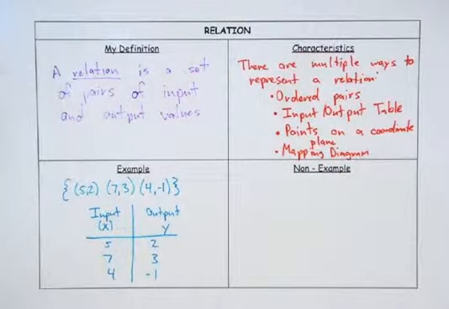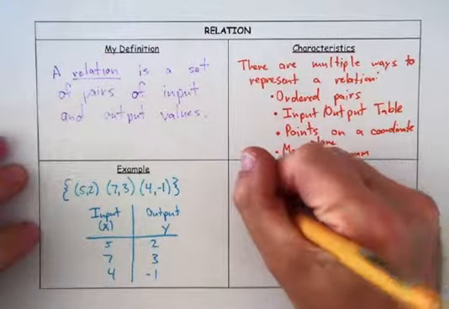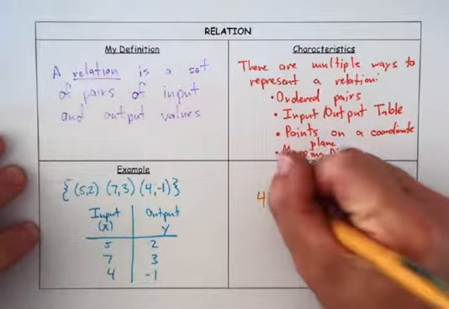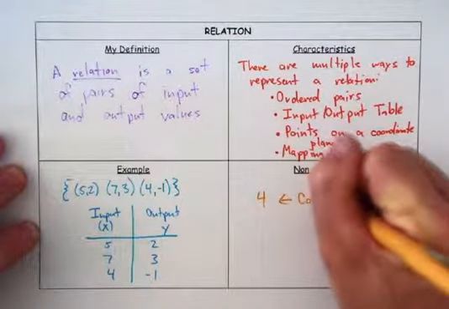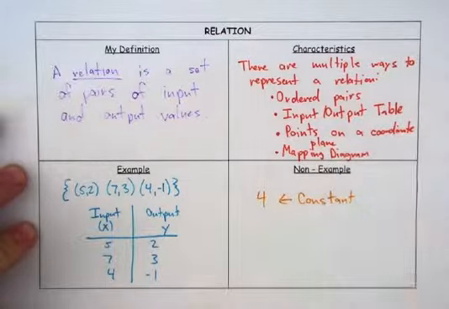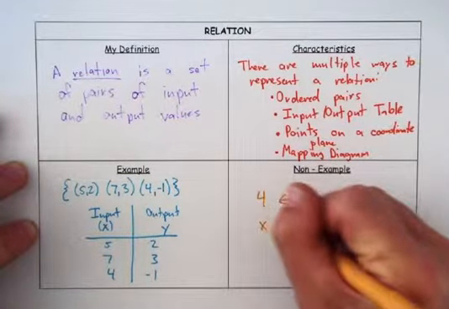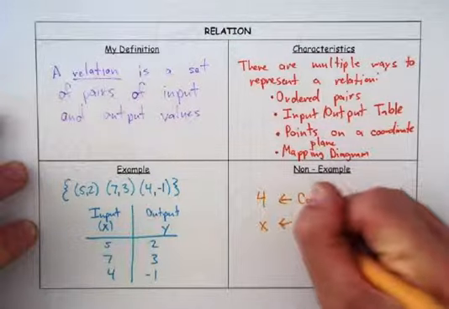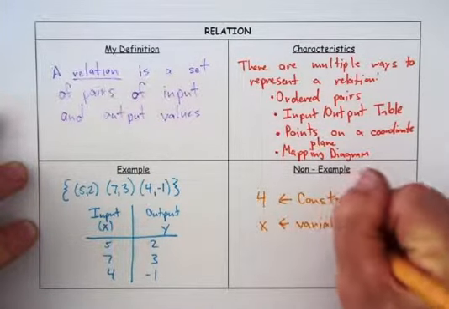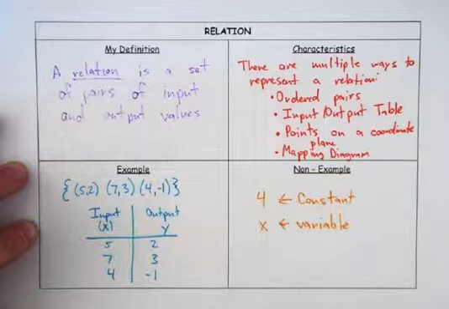And then finally, what are some non-examples? What are some examples of things that are not relations? Well, what if we just had 4? That's a constant. 4 is just a constant number. It's not a set of pairs of input and output values. How about a variable like x? It's a variable. No relation here. There's no input-output there.